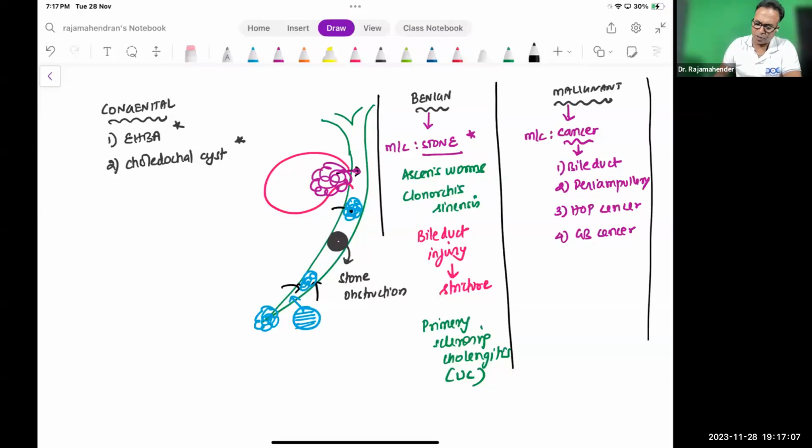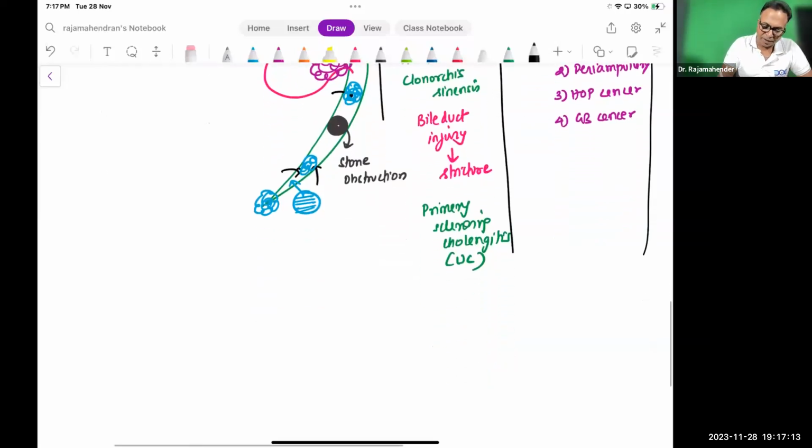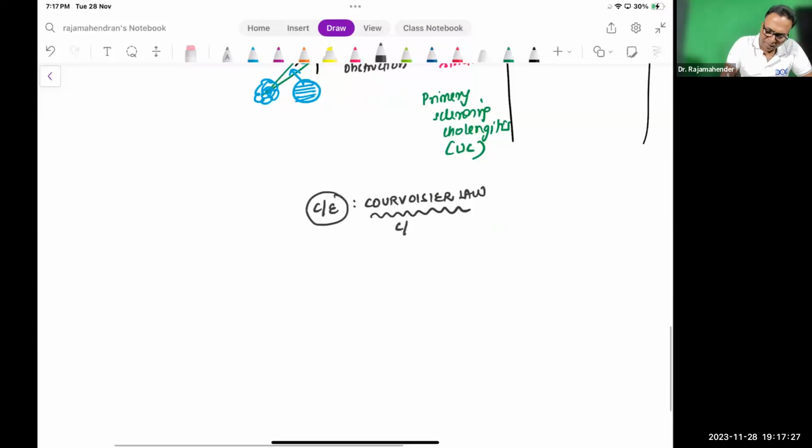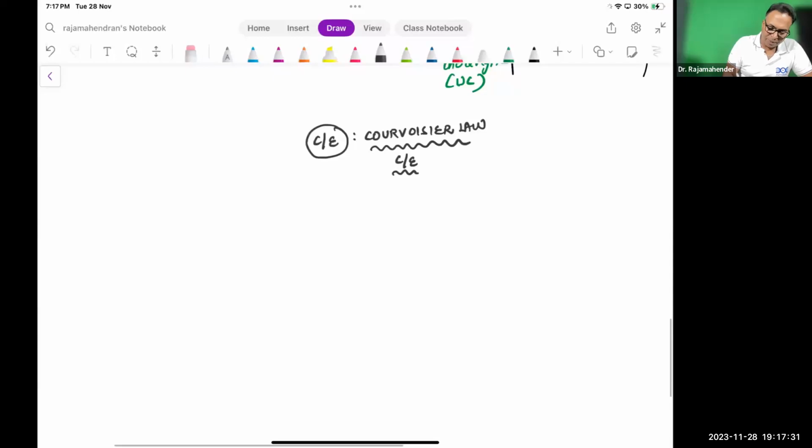Lots of malignant causes are also there. So the simple method to differentiate whether it is benign or malignant is by clinical examination. This method is called Courvoisier law. It is nothing but a clinical examination of an obstructive jaundice patient. So these patients will now be examined clinically.